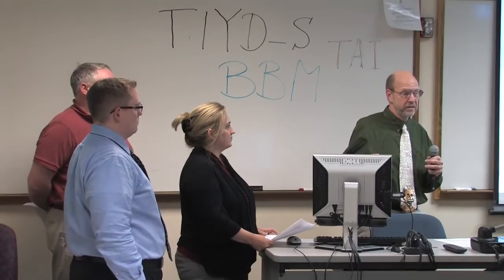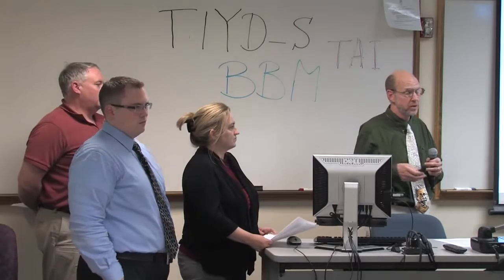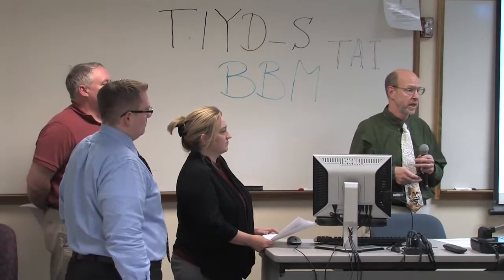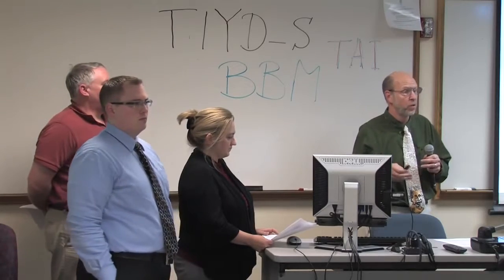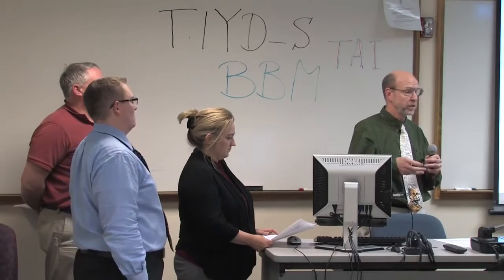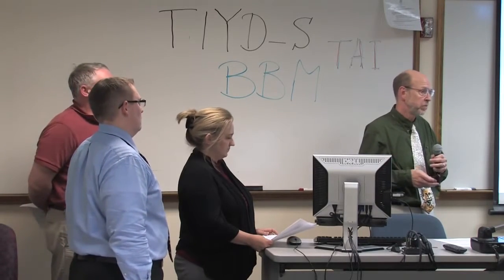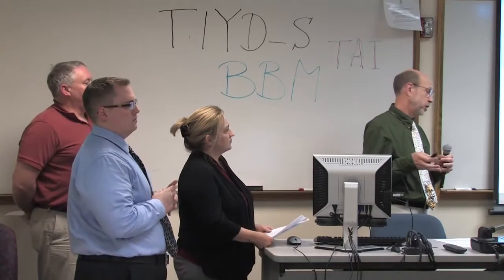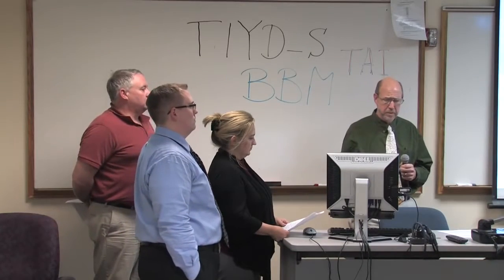Kids aren't as active as they used to be or should be, and they're finding that these young people are getting diabetes when it used to be just older people or people out of shape or obese people getting it. Failure to recognize the symptoms is dangerous. The onset starts with nausea, headaches, and vomiting, and you can ultimately go into a coma.